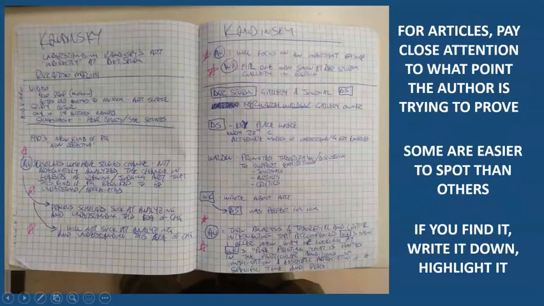And then for articles, pay close attention to what the author's point of view is or what the author is trying to prove. Sometimes in articles it's easy, sometimes it's very difficult, but if you find it, write it down. So in this article that I read, when I found that the author was stating his purpose, I wrote it down and I wrote AU, which is short for author, with a circle around it. And then I put stars around it because in grad school they really wanted us to find the author's point of view. So I made sure that I wrote that down and it was easy to find later on.